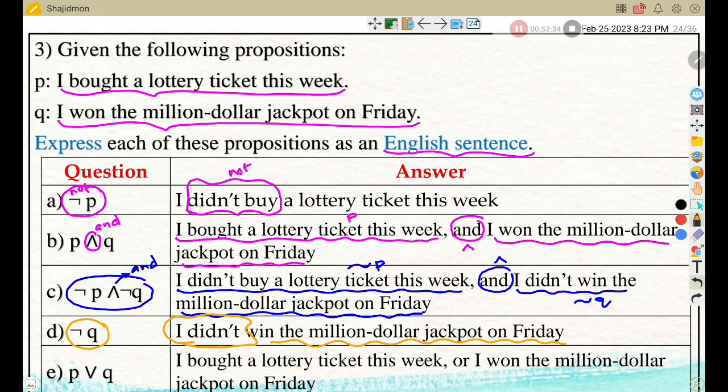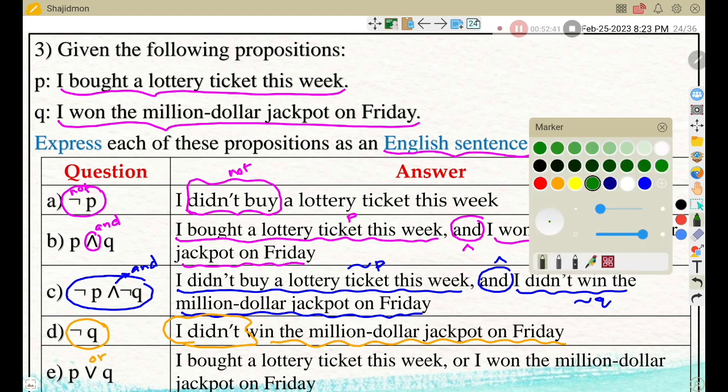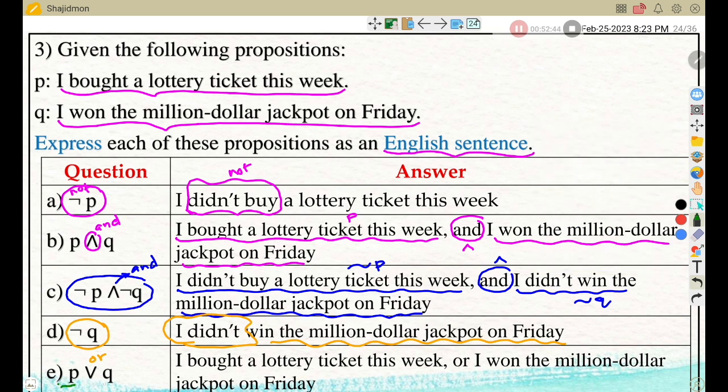Now P or Q, this operation we call the or operation, correct? P or Q. So how to write? First write P, then or, then the Q statement. First I write the P statement, I bought a lottery ticket in this week. After that or, because we are using the or operation, Q: I won the $1 million jackpot on Friday, correct? I bought a lottery ticket this week, or I won the $1 million jackpot on Friday. Hope you understood this question.